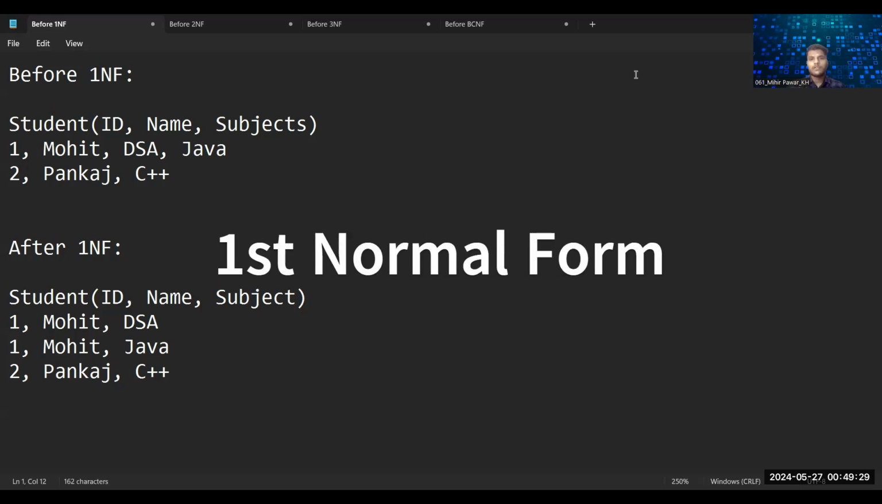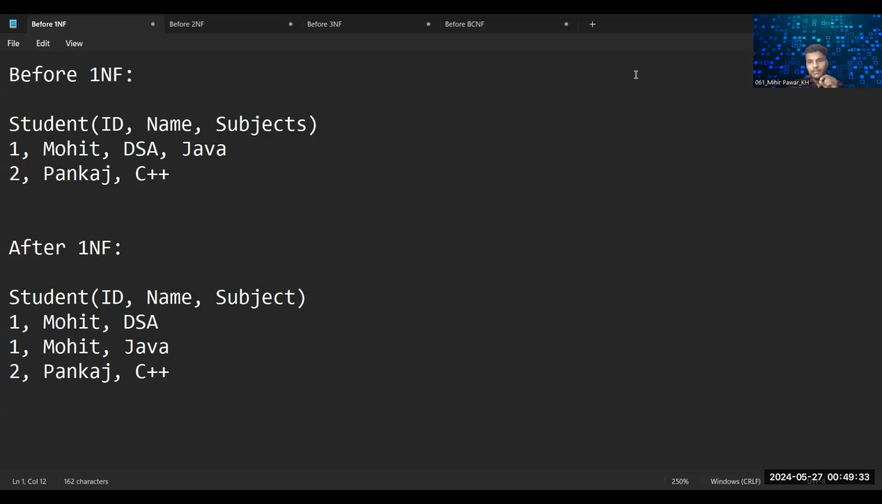First normal form ensures that each column in the table contains atomic values. What do we mean by atomic values? Atomic values means indivisible values, which cannot be divided. So each column in the table contains atomic values, and each column contains values of a single type.